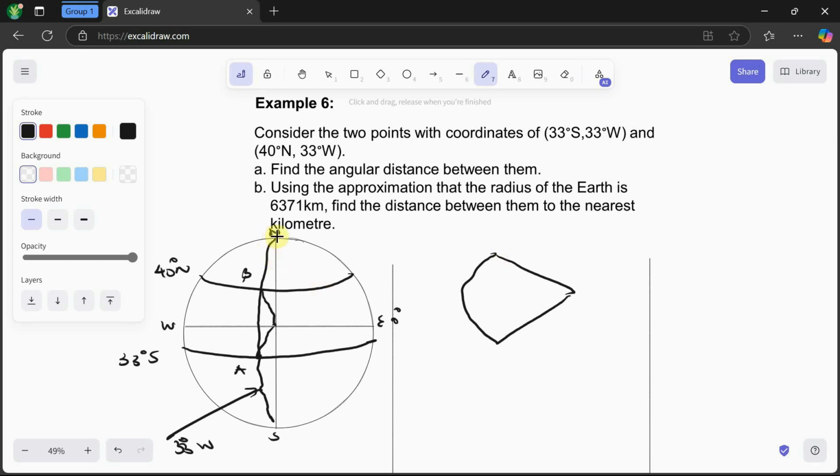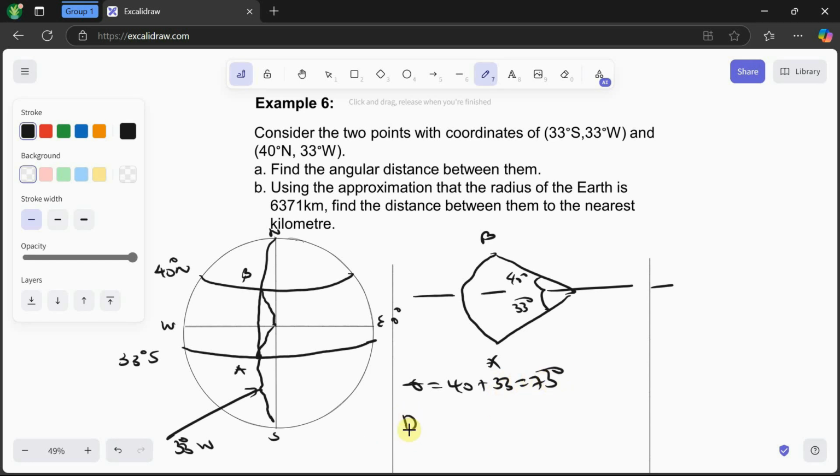If I break this up, remember this is the same line of longitude. Right, so the reference is going to be from this point here. Remember what I said that time. So our reference is going to be the x-axis. So these are point A, these are point B. From here to here is this 40 degrees. From here to here is what? 33 degrees, because it is 33 degrees south. So our theta here is 40 plus 33, which is 73 degrees.